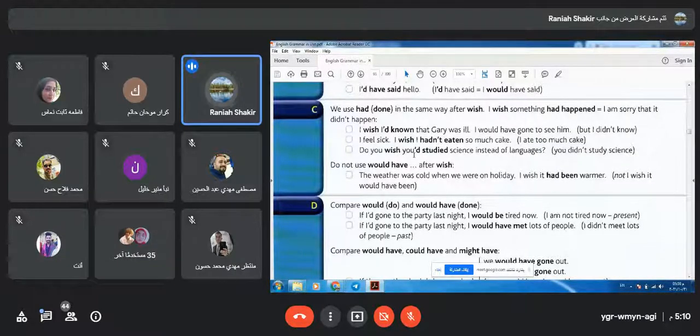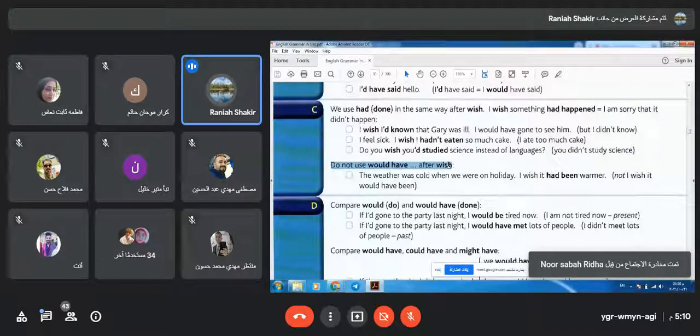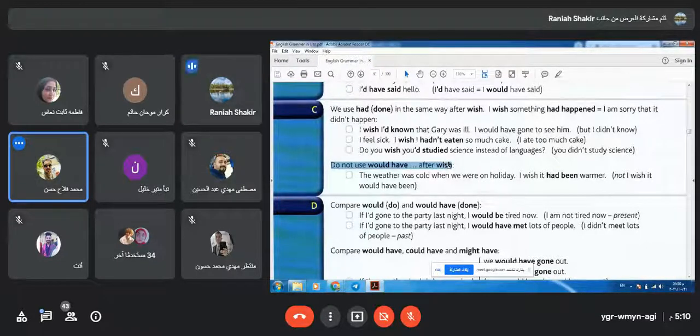So here, in this note, it tells you not to use would have after wish. That's to say, with wish, we don't use would have. Why? Because of the meaning. It's correct in grammar. It seems correct to you. But they communicate different things.